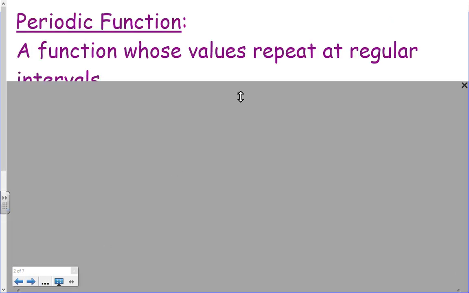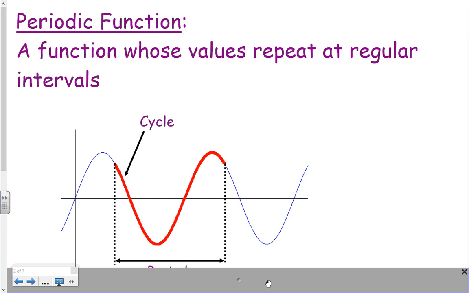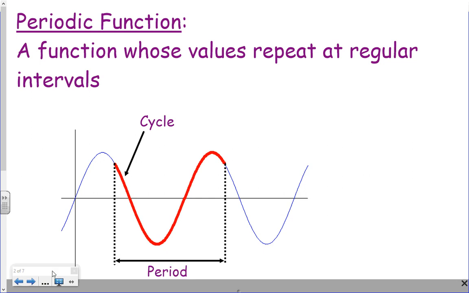All right, so let's start out with a definition here of a periodic function. A periodic function is a function whose values will repeat at a regular interval. So if you looked at a sketch, for example, like a sine wave that we might have sketched here, a sine wave we would say is periodic because it keeps repeating itself. It goes from a high point to a low point and back up to that same high point, and then just repeats that over and over and over again.